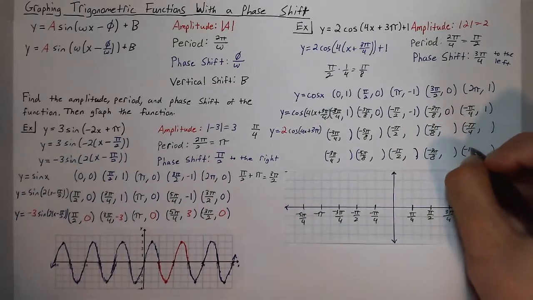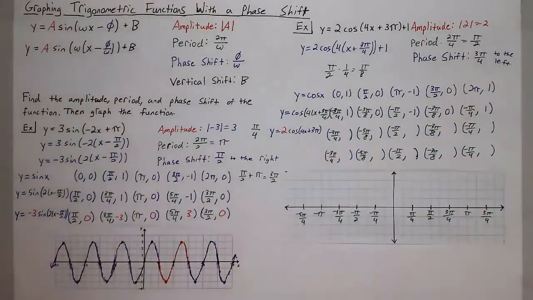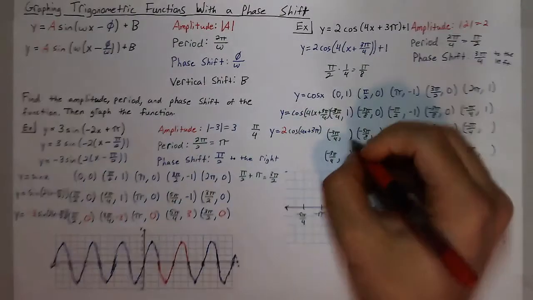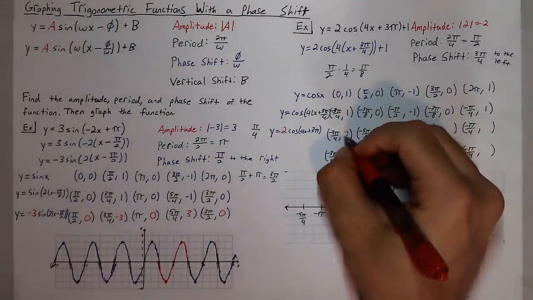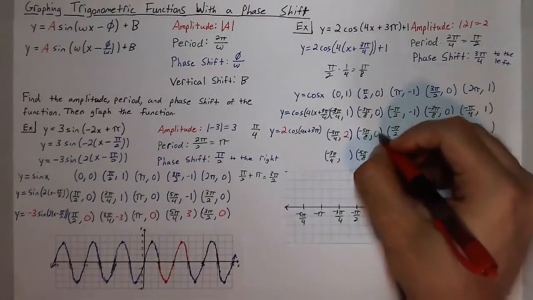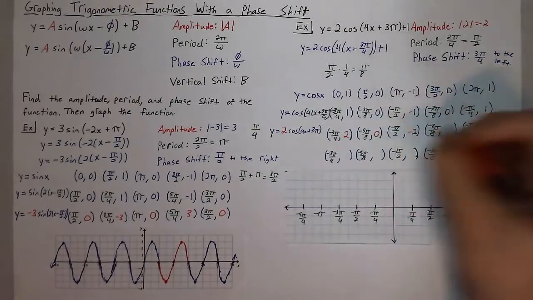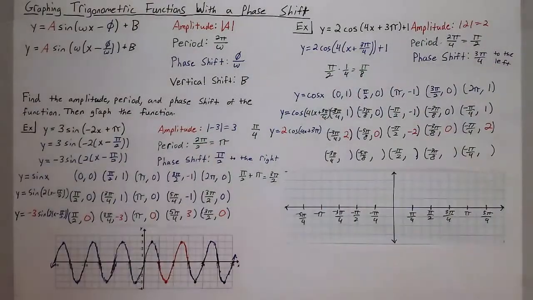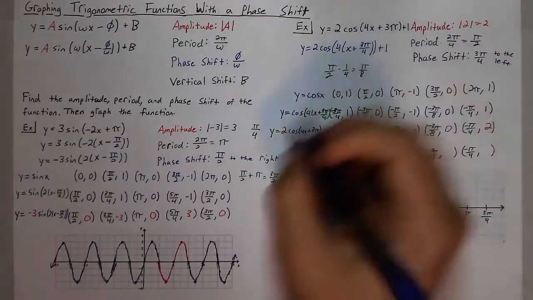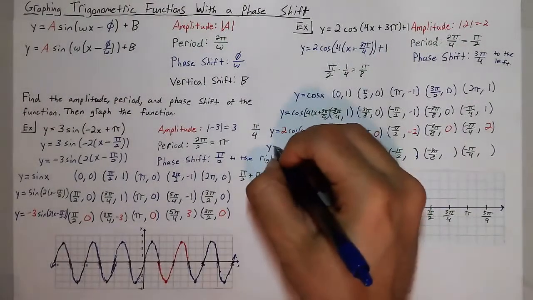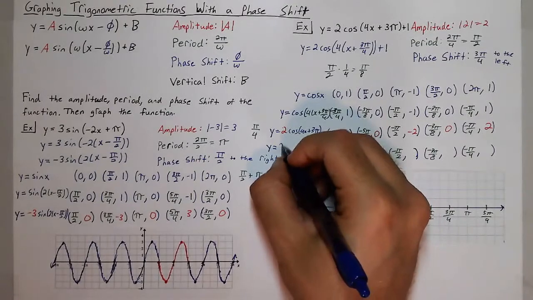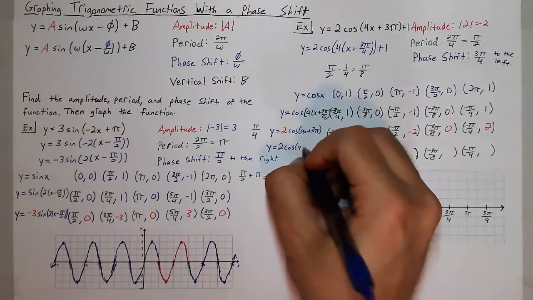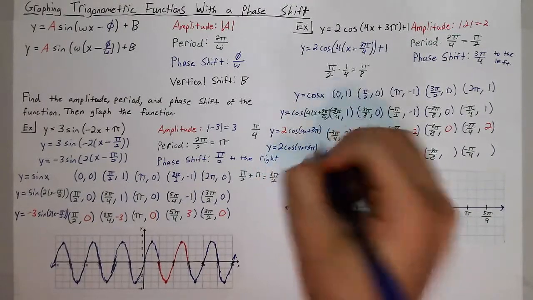All right, so now we're going to start by multiplying them by 2. So 1 times 2 is 2. 0 times 2 is 0. Negative 1 times 2 is negative 2. 0 times 2 is 0. 1 times 2 is 2. And now we'll add that 1. So we'll get y is equal to 2 cosine of 4x plus 3 pi over 4, plus 1. But now we'll focus on the plus 1.